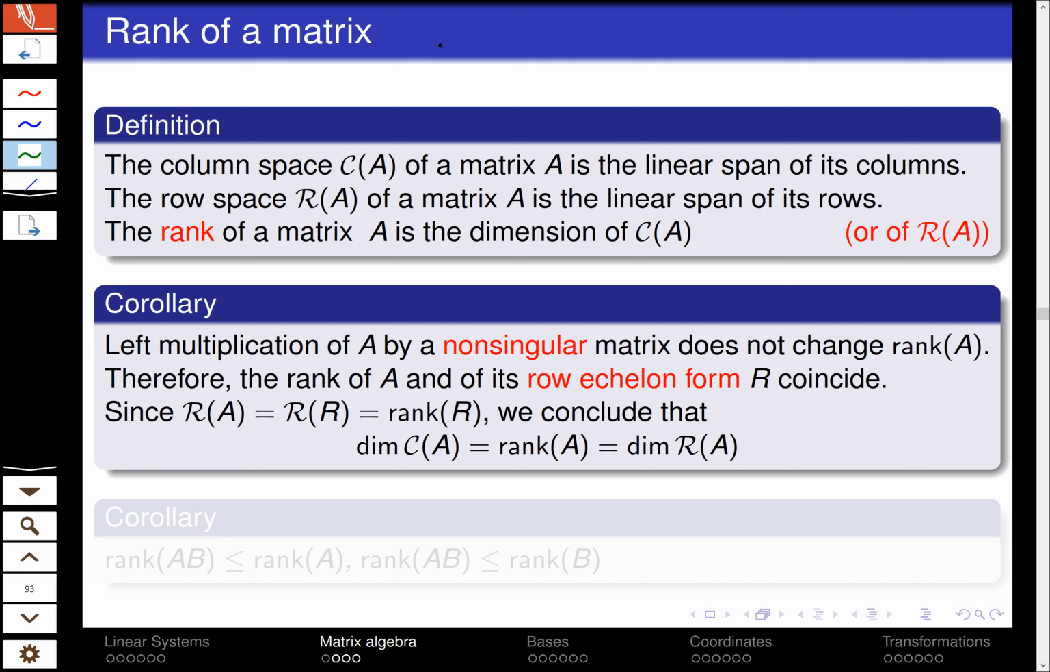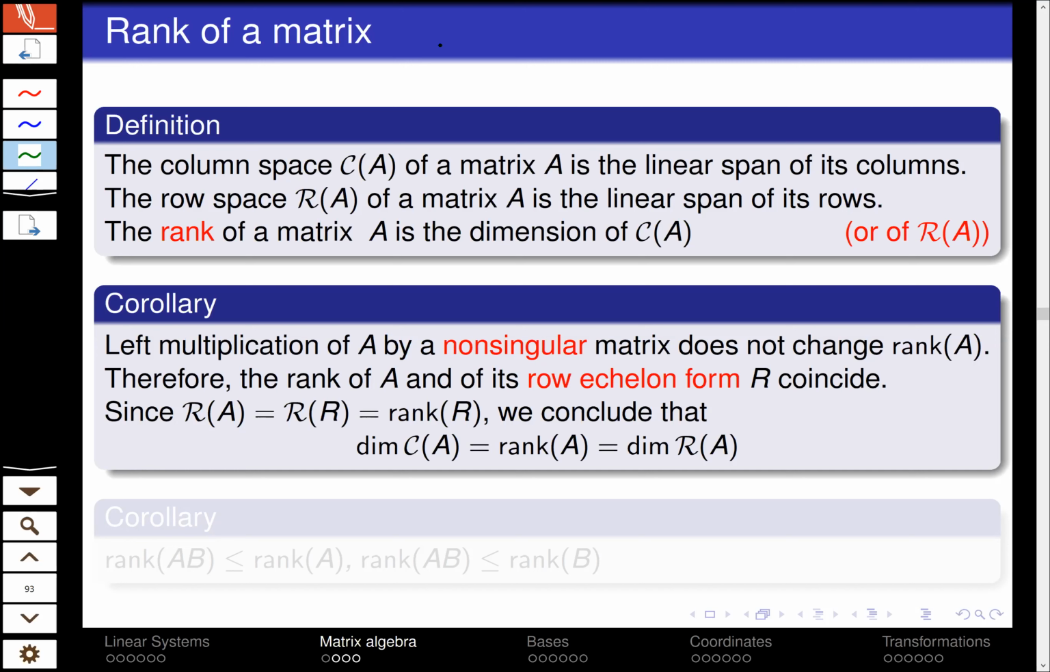Do you remember how we multiply B by A? What is going on with the rows? Rows of BA are linear combinations of rows of A. So by taking the corresponding matrix B, we can replace, say, row number 1 by row number 1 plus row number 2. Yes.